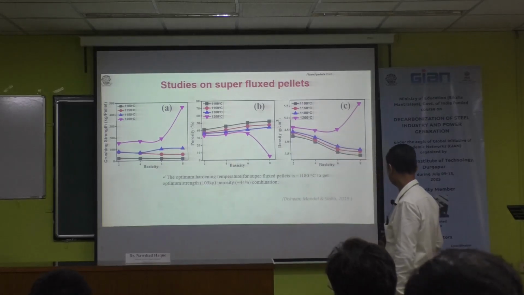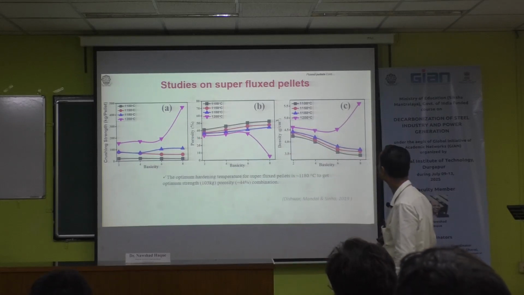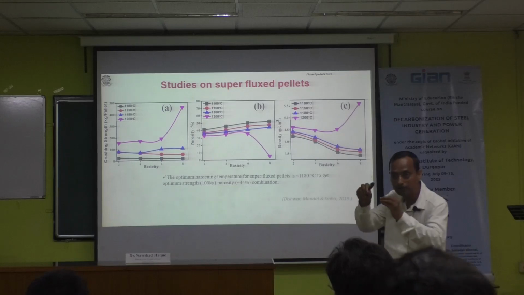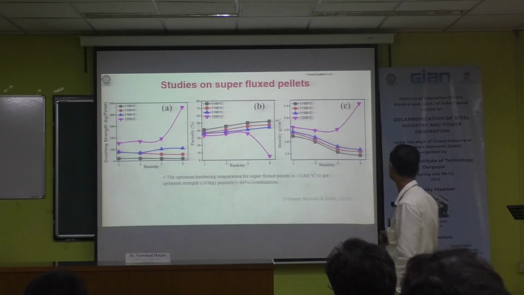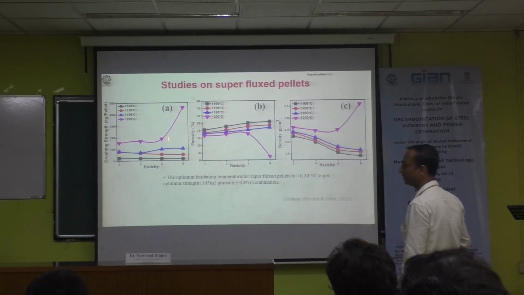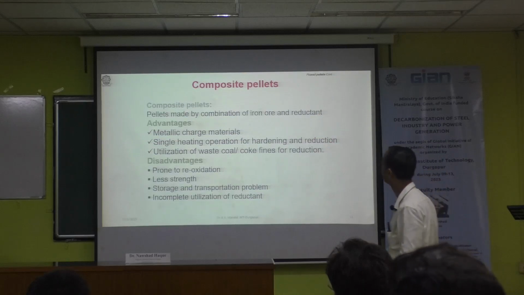And obviously, if the strength is increased, what will happen? The porosity will decrease because the slag formation is there. It will block some of the internal porosity. And again, you see the other properties: obviously the strength increases and the porosity decreases.